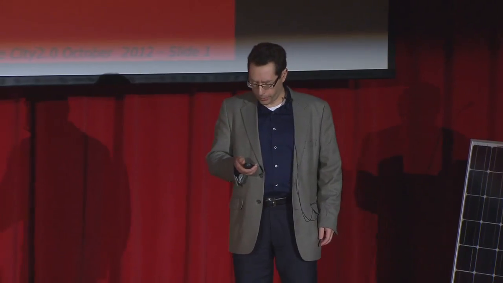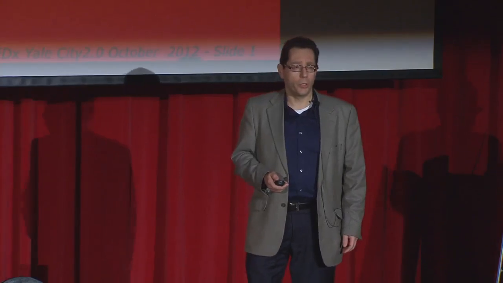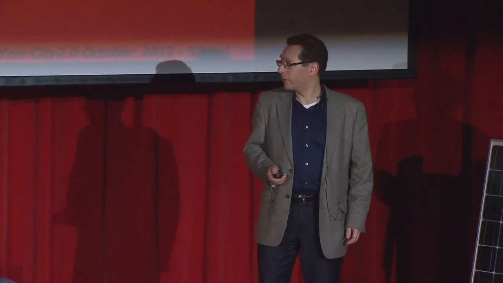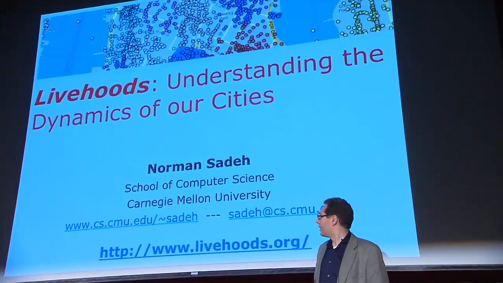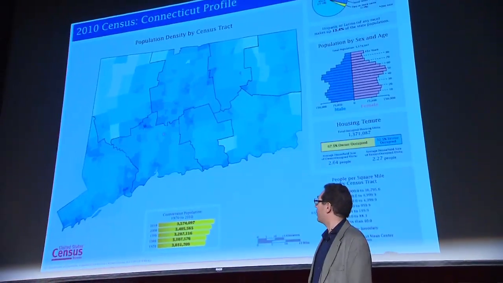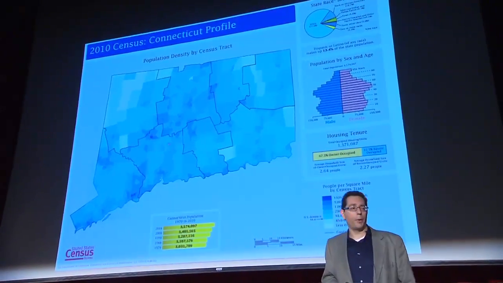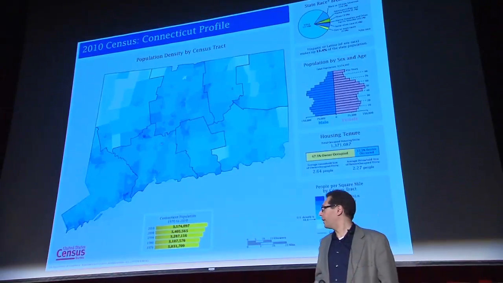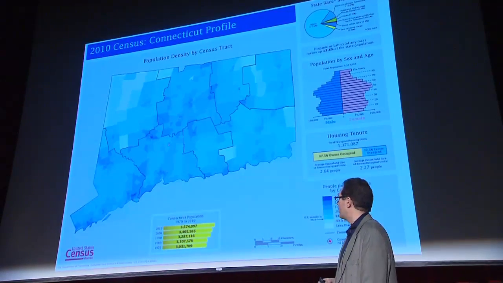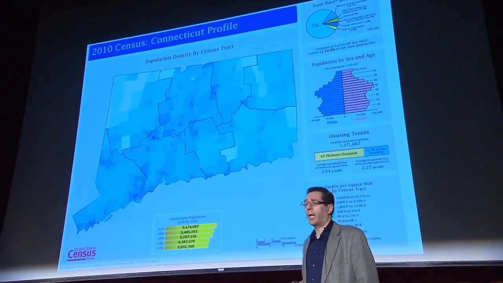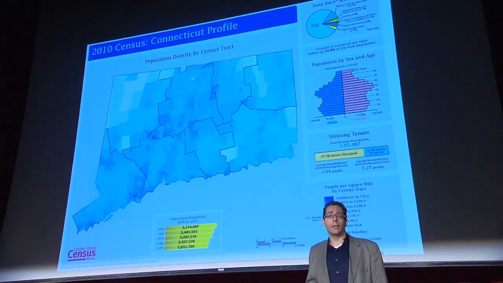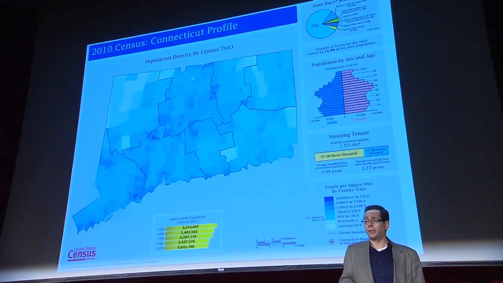I don't know about you, but I've always been fascinated by maps, especially the ones with lots of colors. And if this clicker works, we might be able to look at one. So I'm sure you'll recognize this one. It's a map of Connecticut, and obviously it's got lots of colors and it contains a lot of information. It's a map that has been generated based on data collected as part of the 2010 census.